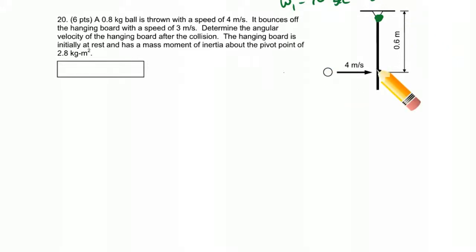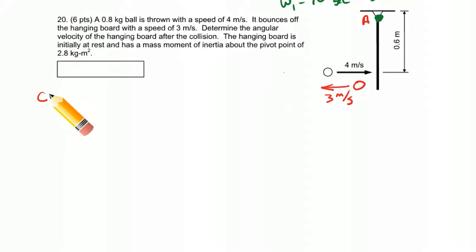So we're shown here the velocity of the ball before the collision. We're given the velocity of the ball after the collision. So it bounces off the hanging board with 3 meters per second. So afterwards, it's coming back at 3 meters per second that way. Okay, so that's an important thing. Our point of reference we're rotating about is this point A up here.